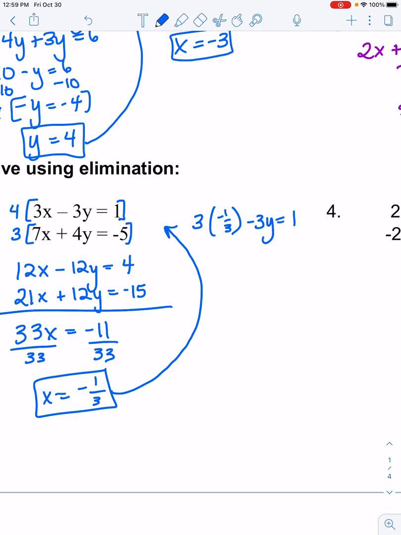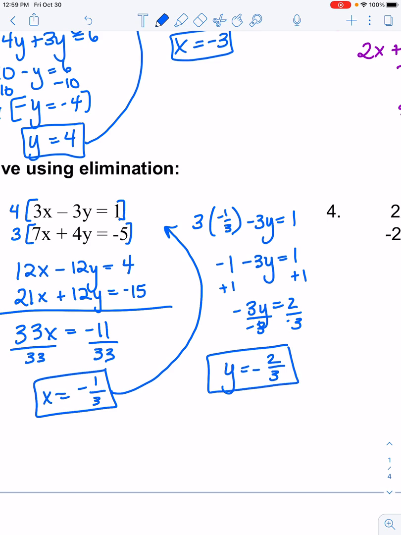So 3 times negative 1/3 is just going to give us negative 1. I'm going to add it to both sides and then divide by negative 3. So y equals negative 2/3.